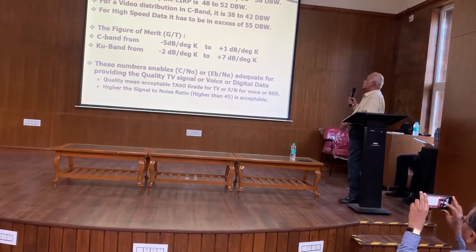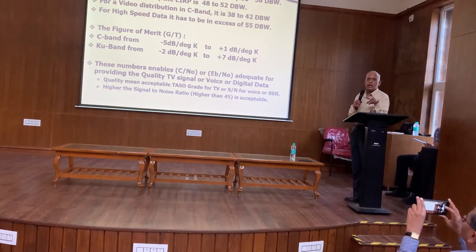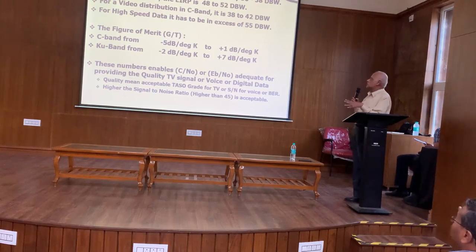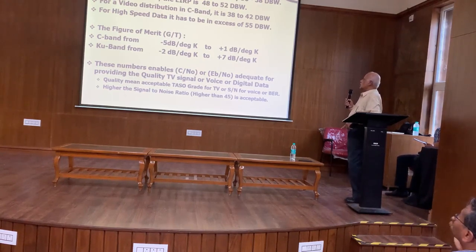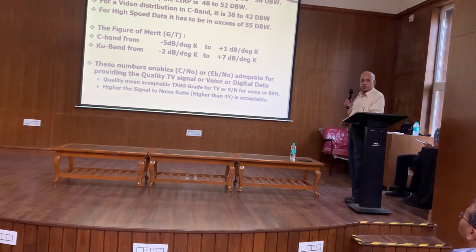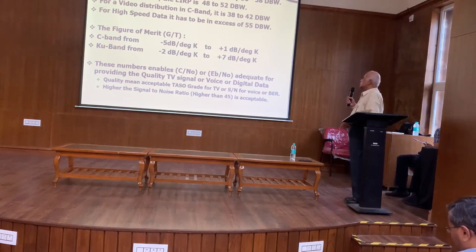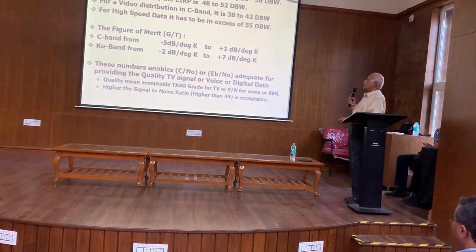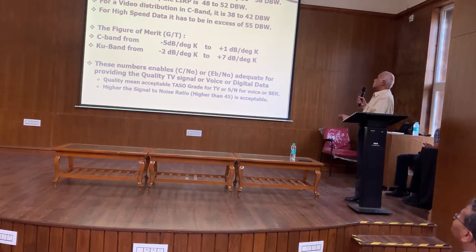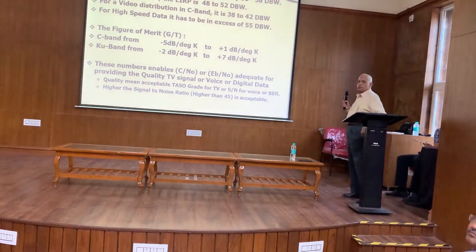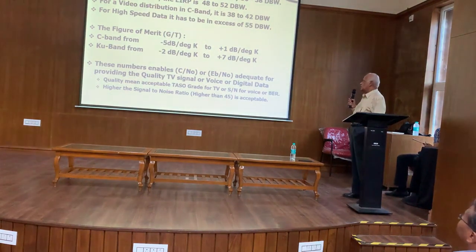And for video distribution in C band, I told you there are some signals which are analog transmission signals. These are called video distribution services, usually done in C band. In the earlier days, it used to be done in S band also, but no more. For this video distribution service in C band, an EIRP of 38 to 42 dBW is sufficient. For high speed data, it has to be in excess of 55 dBW, even 58 dBW is seen.